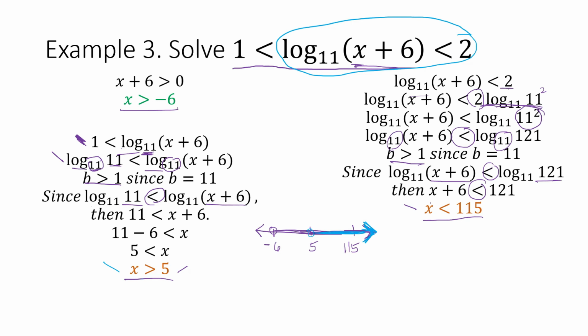And for the last inequality, we have x is less than 115. That means it cannot be 115. That's why we'll again have an open circle at 115, and then all numbers which are less than it, or all the numbers to its left.